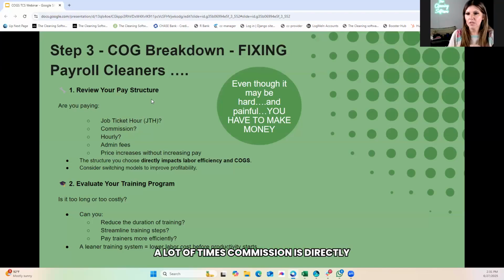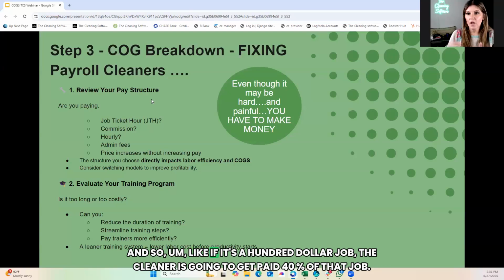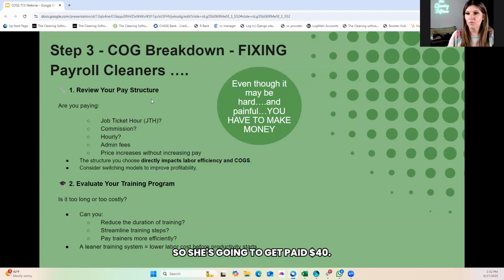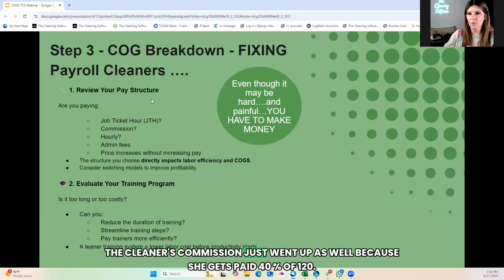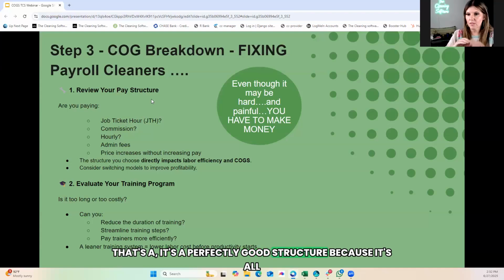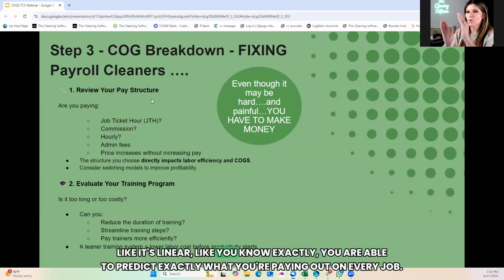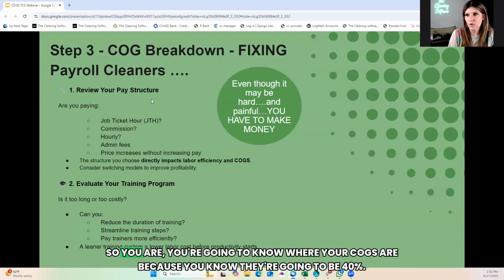Commission, a lot of times commission is directly related to the cost of the cleaning. So we do pay commission. If it's a $100 job, the cleaner is going to get paid 40% of that job, so she's going to get paid $40. If I raise that customer's price to 120, guess what? The cleaner's commission just went up as well because she gets paid 40% of 120. It's a perfectly good structure because it's linear. You are able to predict exactly what you're paying out on every job. So you're going to know what your COGS are because you know they're going to be 40%.